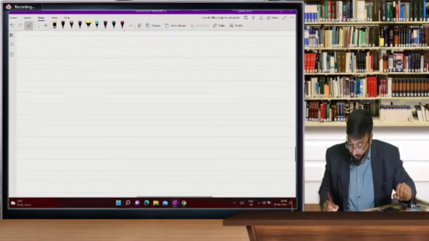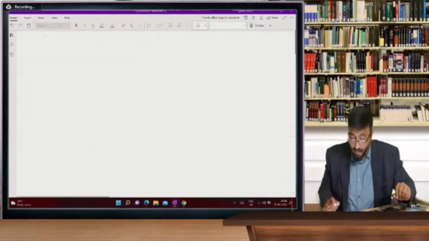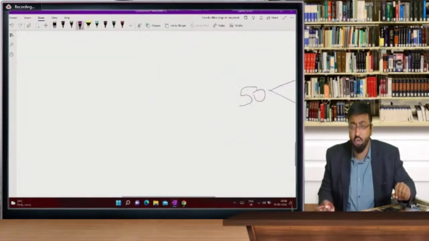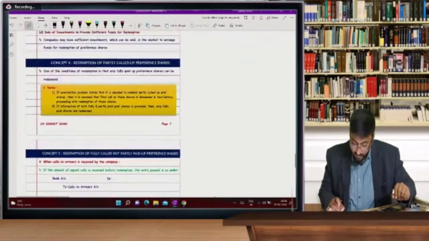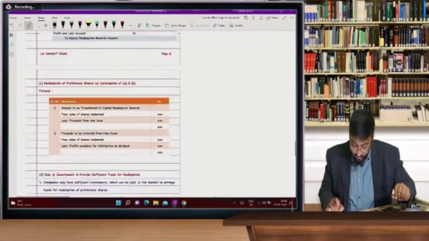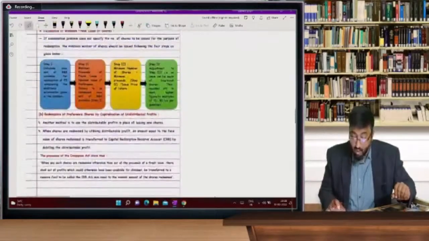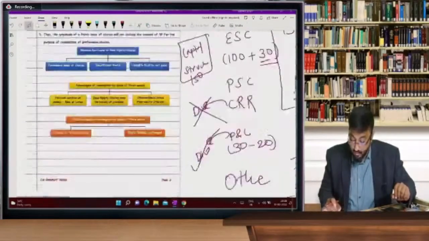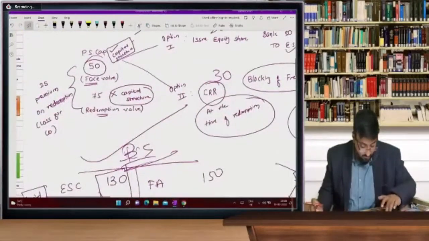नेक्स्ट क्वेश्चन. Yes, now redemption of preference shares. I will solve 1 to 2 questions today. Okay. First we will write those basics. Yes, chalo, basics, write down. Index first.